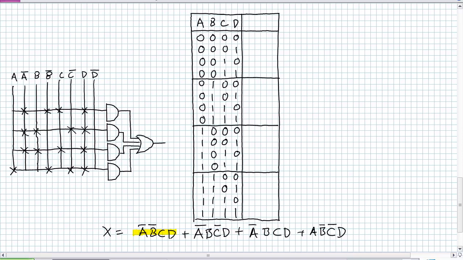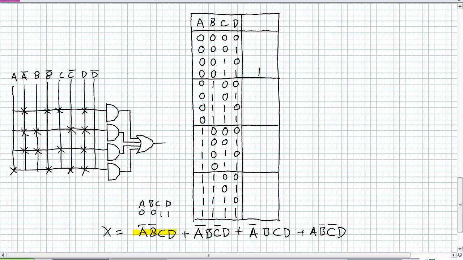D could be a 1. C could be a 1. B could be a 0 because it's being inverted. A could be a 0 because it's inverted. So that's 0, 0, 1, 1 for A, B, C, and D. When A, B, C, and D are respectively 0, 0, 1, 1 being fed into this whole array, the output of this AND, whose expression is not A, not B, C, D, will output a 1. And because it's an OR gate, the whole expression will output a 1. Does that make sense? So 0, 0, 1, 1 is going to have a 1 output.